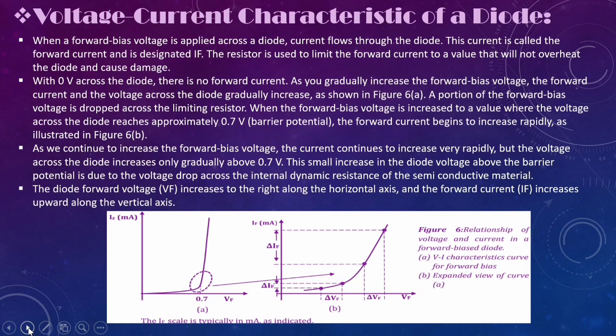As you gradually increase the forward bias voltage, the forward current and the voltage across the diode gradually increase. A portion of the forward bias voltage is dropped across the limiting resistor. As you continue to increase the forward bias voltage, the current continues to increase very rapidly, but the voltage across the diode increases only gradually above 0.7 volt. The diode forward voltage increases to the right along the horizontal axis, and the forward current IF increases upward along the vertical axis, as shown in the figure.